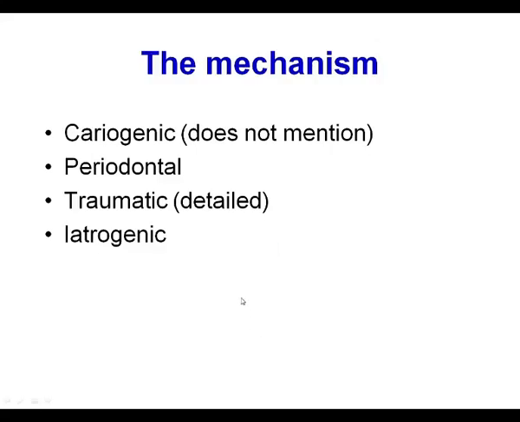The mechanism may be cariogenic, when pulpitis develops from caries due to communication between caries and pulp chamber, or without communication due to activity of bacteria. It isn't mentioned in the diagnosis when we write it. Another mechanism is periodontal, due to a periodontal pocket. Traumatic, which is detailed, and iatrogenic.